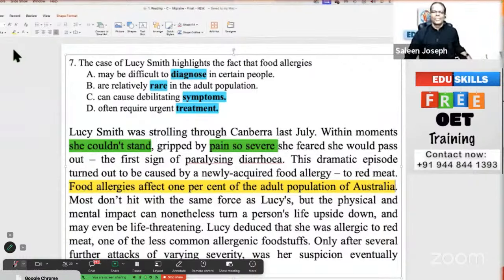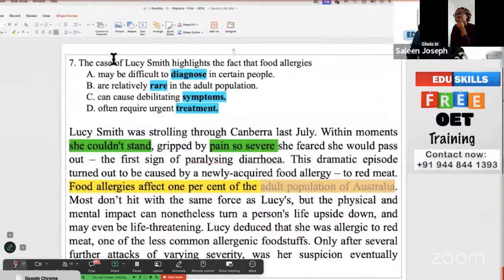Now, Option B says food allergies are relatively rare in the adult population in India, in Africa, in America, in England, in Germany, in Nigeria, in Pakistan, in New Zealand. It's a general statement. It doesn't say where. Relatively rare in the adult population means the whole world, right? It doesn't specify. But the text is saying adult population of Australia. This is a technique they commonly use.